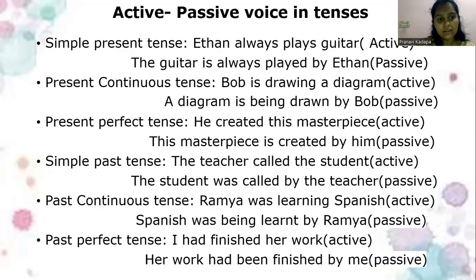What about simple past tense? The teacher called the student. It is the active voice. The student was called by the teacher. It's passive voice. We use was in the past tense, and in present tense we use is. Past continuous tense: Ramya was learning Spanish. Spanish was being learned by Ramya. Past perfect tense: I had finished her homework. Her work has been finished by me.